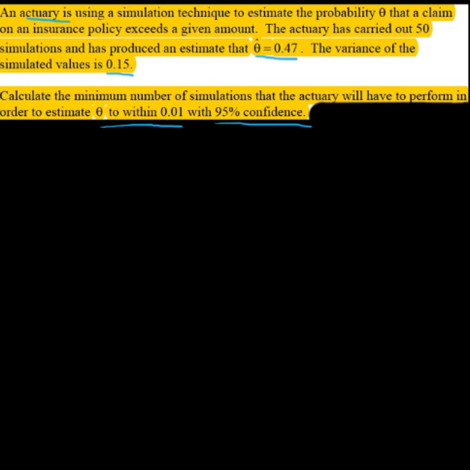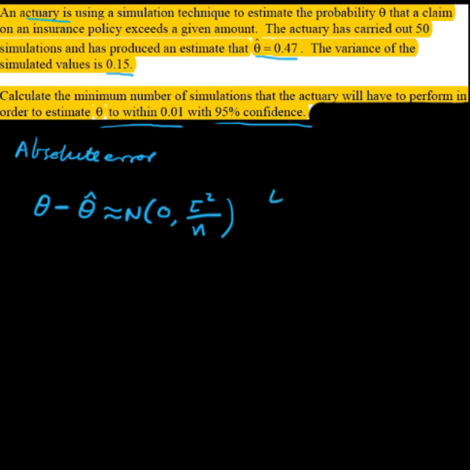Okay, so we're going to use what they show as being the absolute error method. The way we're going to do that is, firstly, we can say that theta, what it actually is, minus theta hat, what we've estimated it to be, is approximately normally distributed with a mean of 0 and a variance of tau squared over n, where tau squared can be estimated by the variance of the simulated values, being 0.15.